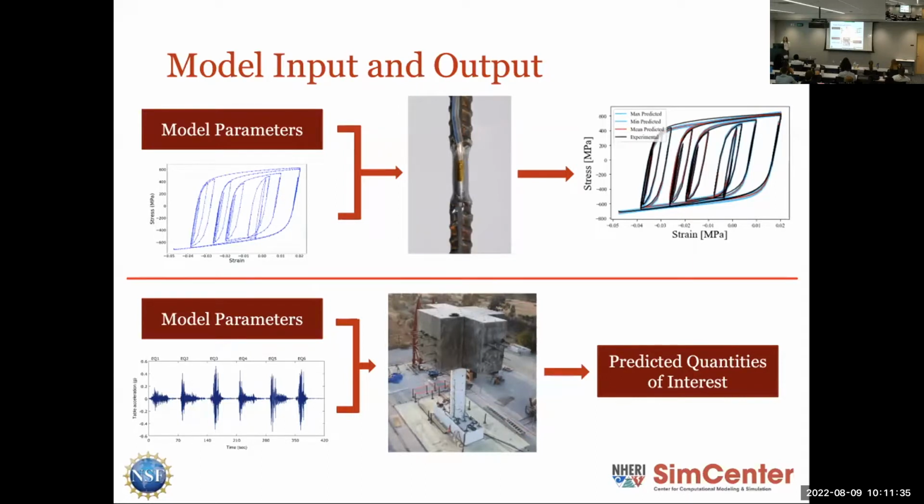For the structural component model, you also are putting in model parameters, but it's for multiple materials. So you have those longitudinal bars, the transverse rings, and you have the concrete. And you're also putting in the ground motions, which are going to be the shake table accelerations to simulate the earthquake. And this outputs whatever quantities you are looking for. That could be acceleration, displacement, shear force, bending moment.